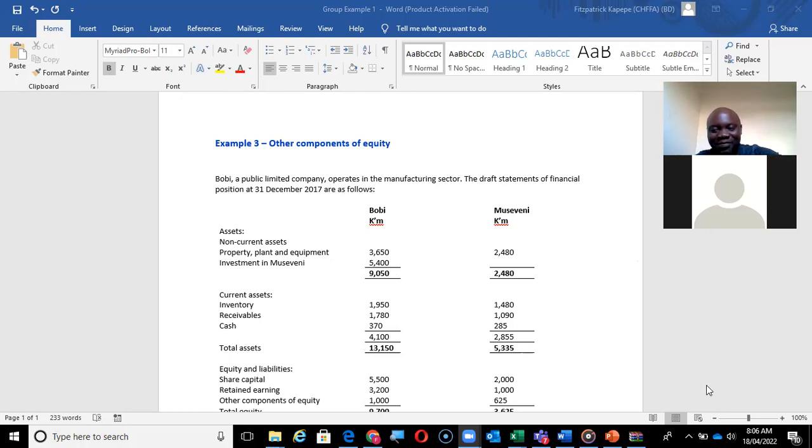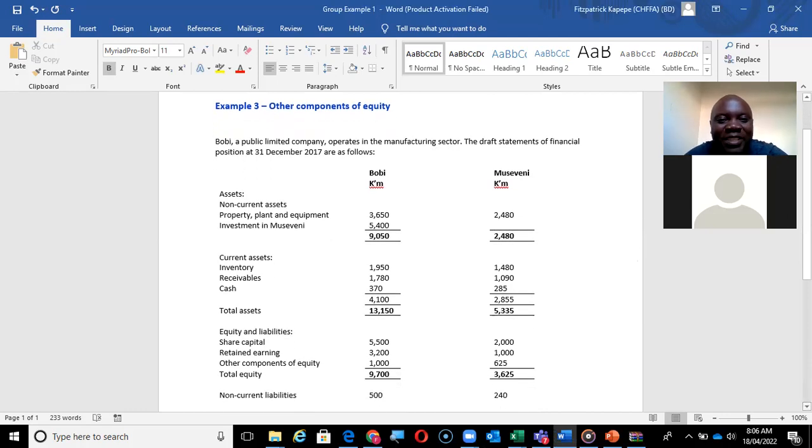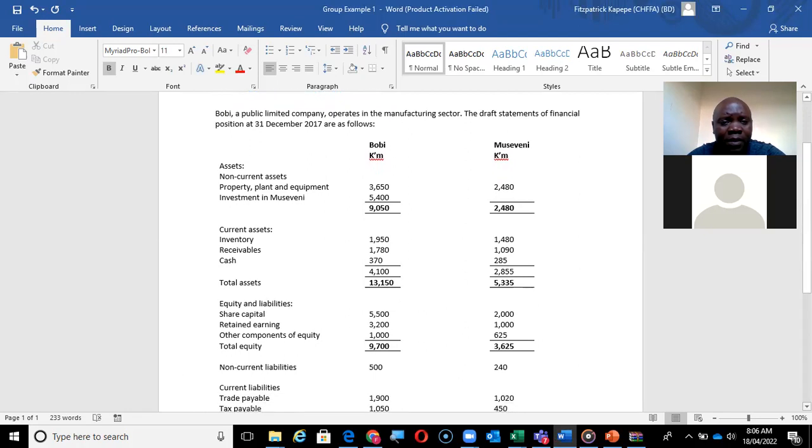The question read, Bobby, a public limited company, operates in the manufacturing sector. The draft statements of financial position at the 1st December 2017 are as follows. We have property, plant and equipment. We have the investment in M7, which you should always connect to this part.